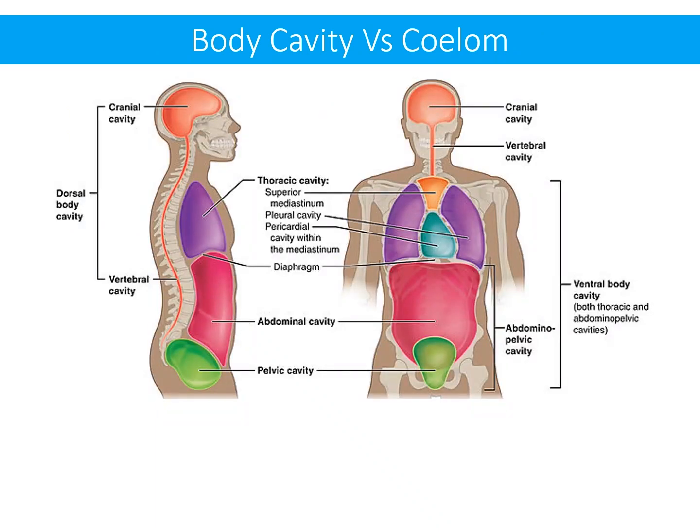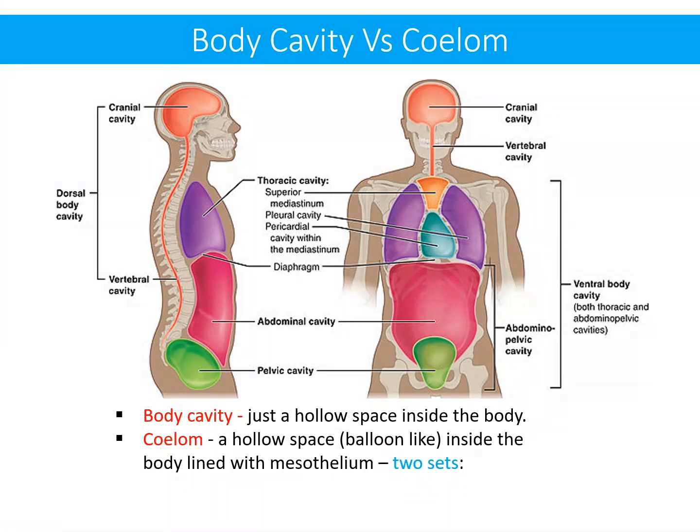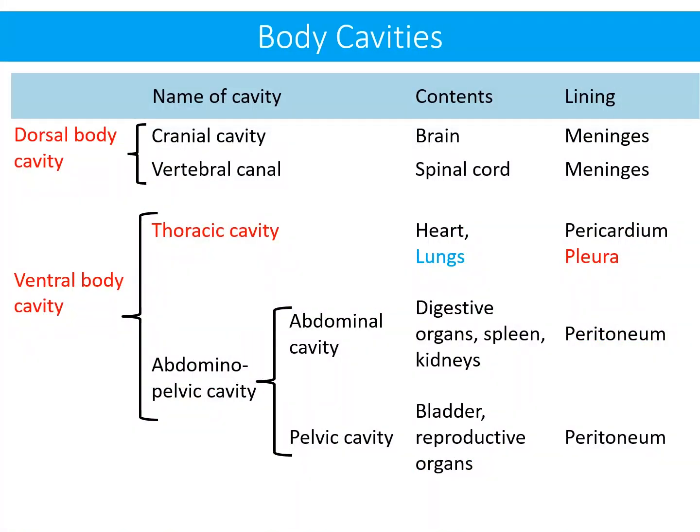Body cavity versus coelom. Body cavity is just a hollow space inside the body, whereas coelom is a hollow space inside the body lined with mesothelium. Body cavities are divided into two sets, dorsal and ventral body cavities. This slide shows classification of the body cavities. Today we are to discuss pleura, which surround lungs and lie in the thoracic cavity.